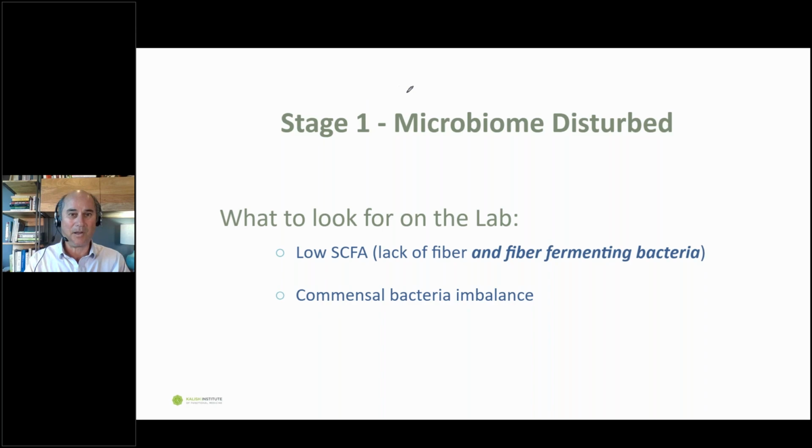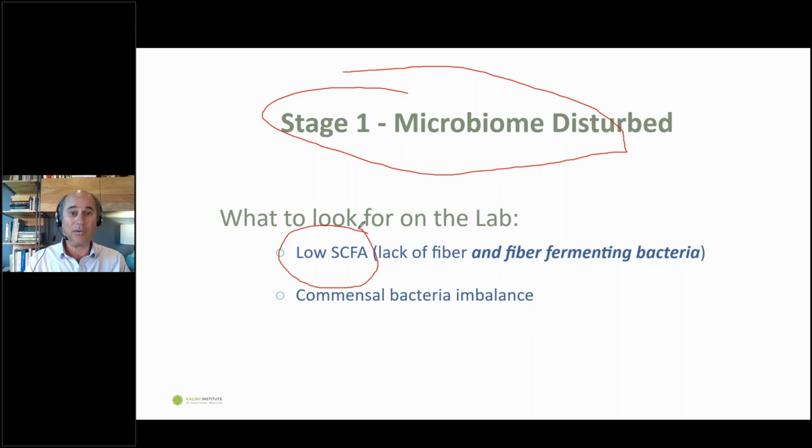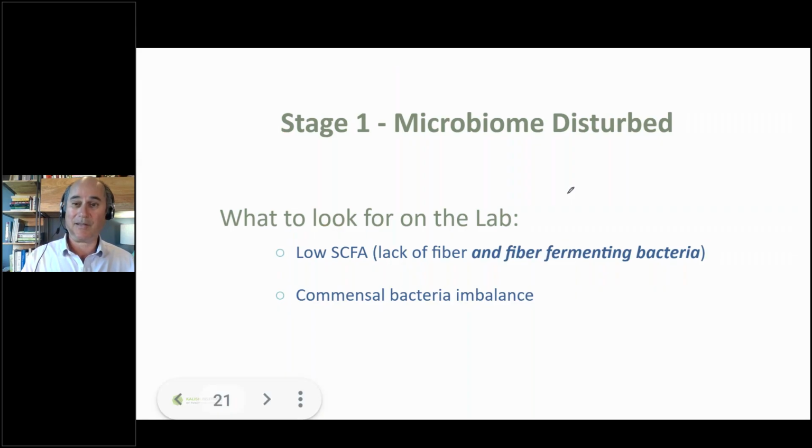That's the goal. All right, stage 1, what you're looking for in the lab. The microbiome is disturbed. This is a giveaway, low short chain fatty acids. Why? Because it's the good bacteria that make short chain fatty acids. And then obviously the commensal bacterial markers themselves. But we'll look at labs and I'll show you how to find that.